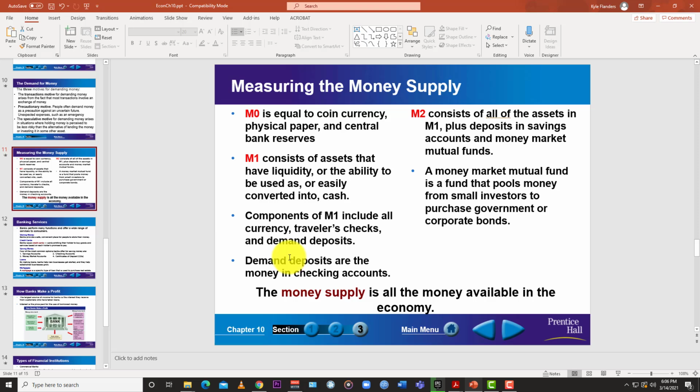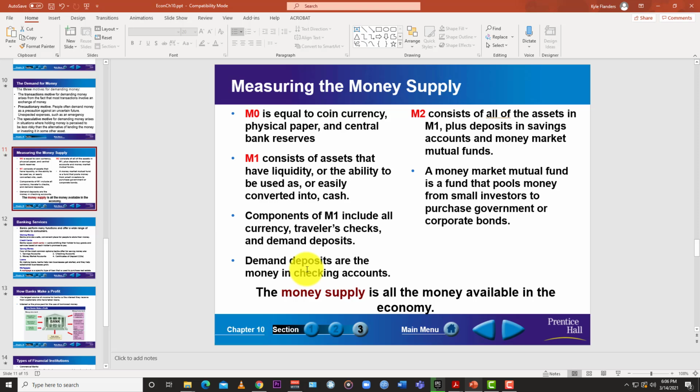So M1 includes all of M0, which would be the coins and the paper, plus the traveler's checks and the demand deposits. Those are the money that you put on your account. The demand deposits are the monies in checking accounts. So that's what we're talking about, the demand deposits.